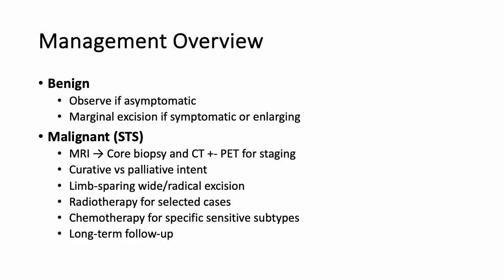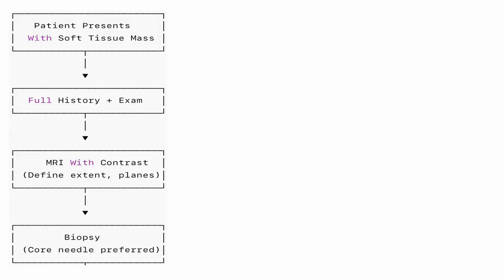So briefly, the management overview would be: if it is benign, a very small lesion can be observed if asymptomatic, or marginal excision, that is outside of the pseudocapsule, if symptomatic or enlarging. For malignant, the triple assessment, as I said, and then we should always plan for curative versus palliative management. Limb sparing is the way to go, and radical excision should be incorporated with limb sparing excision. Radiotherapy for selected cases, and adjuvant and proper neoadjuvant therapy according to the subtypes should be used. So this is the algorithm that I have included.